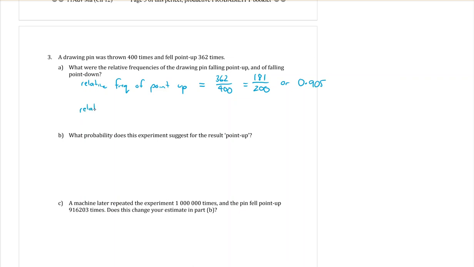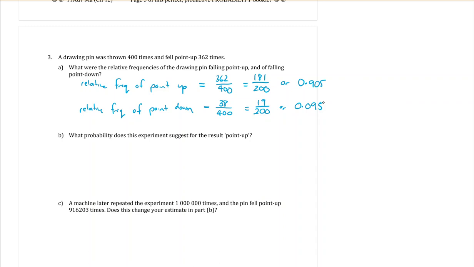The relative frequency of point down, if you do 400 minus that 362, that means that there is 38 times that it landed point down out of the 400, which simplifies to 19 out of 200, which is 0.095 as a decimal.